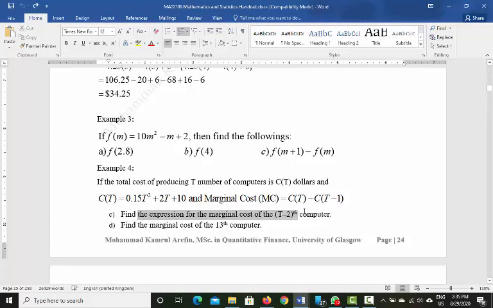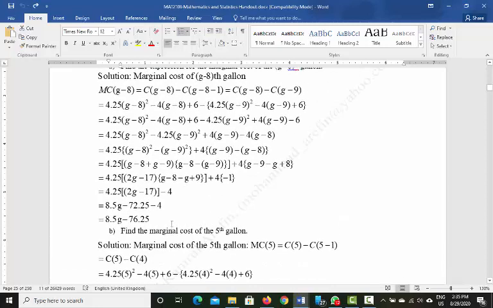So if you want to find out the marginal cost for the t minus 2th computer, here we will have t minus 2, and here we will have t minus 2 minus 1. Then you need to simplify and get the marginal cost function. This is exactly a similar question to this one.